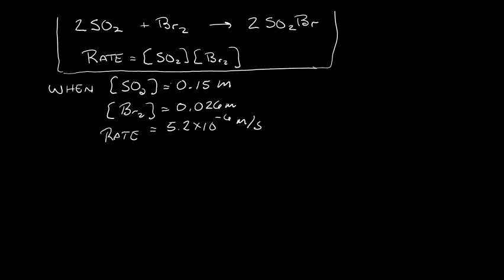It gives you a reaction. Sulfur dioxide reacts with bromine to make SO2Br2, and you've got a balanced equation there and a rate law here. And some data is given to you: when the concentration of SO2 is 0.15 molar and the concentration of bromine is 0.026 molar, the rate is 5.2 times 10 to the minus 6 molarity per second. And then a typical question here might be, what is the value of the rate constant?